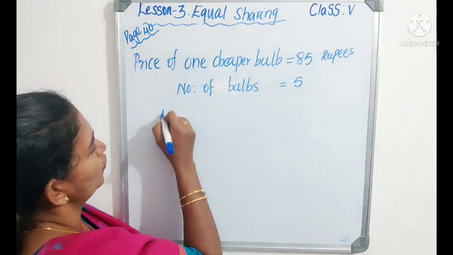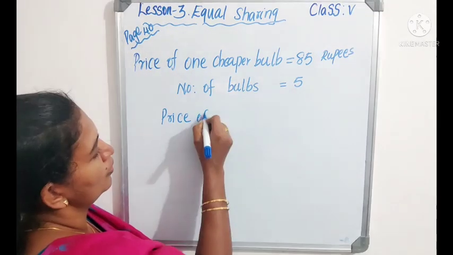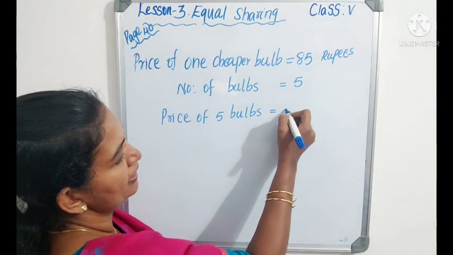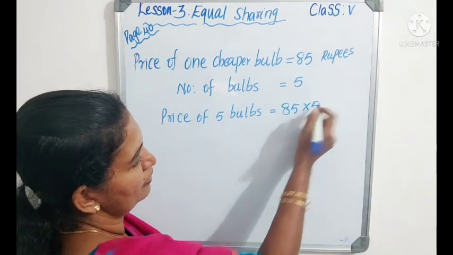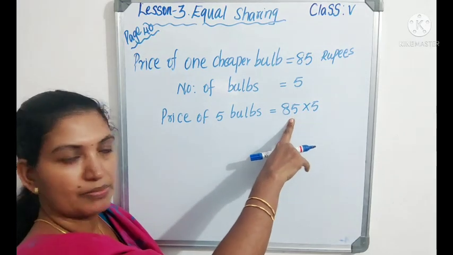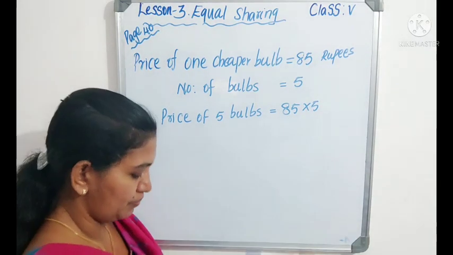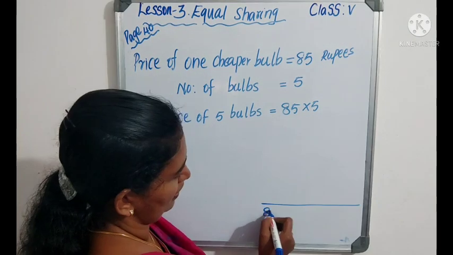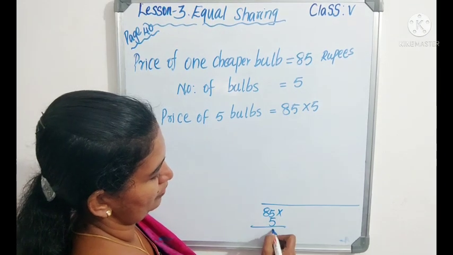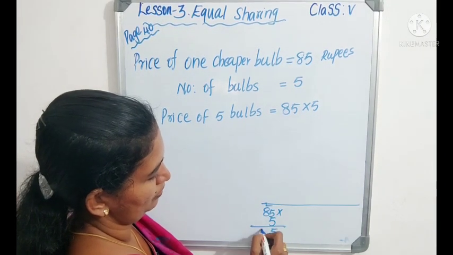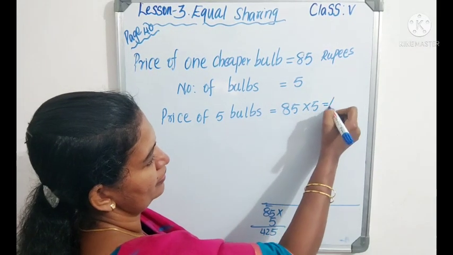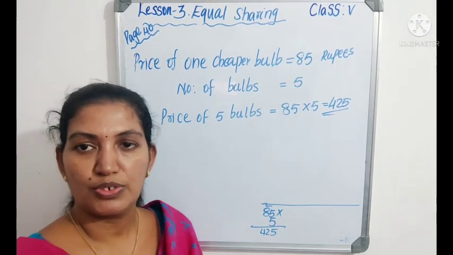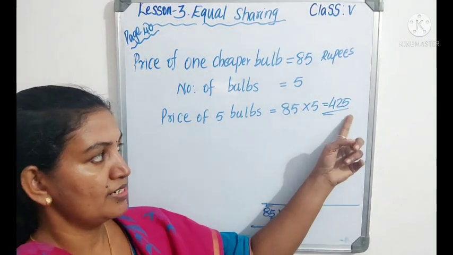Then price of 5 bulbs. Price of 5 bulbs equal to 85 into 5. Cost of one bulb is 85, total 5 bulbs. So 85 multiplying with 5. So 425. So the cost of 5 cheaper bulbs is 425 rupees.